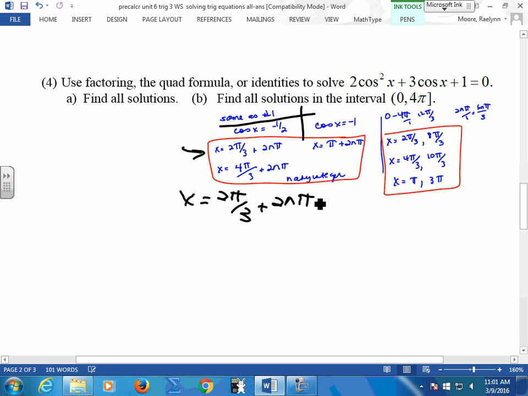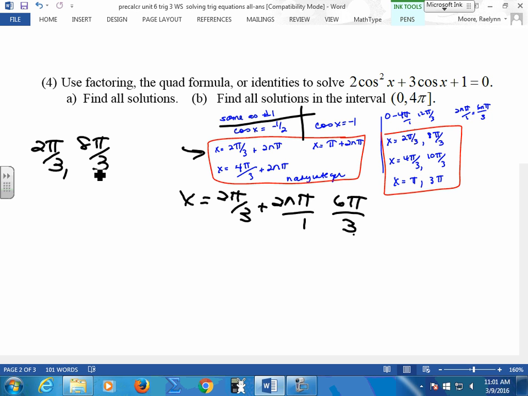Now I'm adding 2n pi. What's my common denominator that I need? I can't add those, they have different denominators. So what's my common denominator? 3. So what's 3 times 2? 6. So every time I do this, I'm going to add 6 pi. I'm going to start with 2 pi over 3. Add 6 pi. Add 6. 8 pi over 3. Okay, so if you remember back, we had 2 in 2 pi. So we're going to get 4 in 4 pi. So that's going to be good.